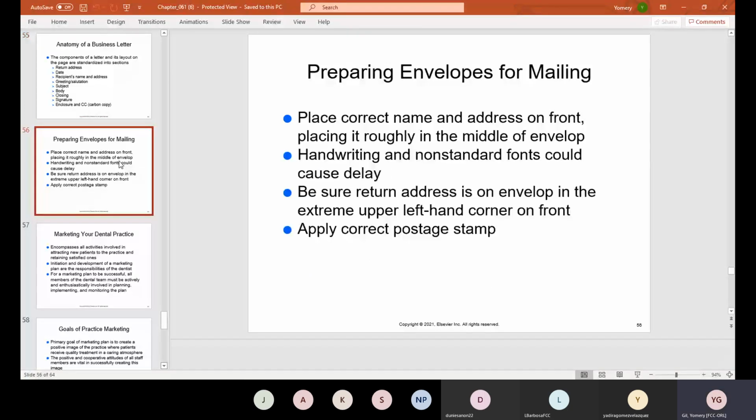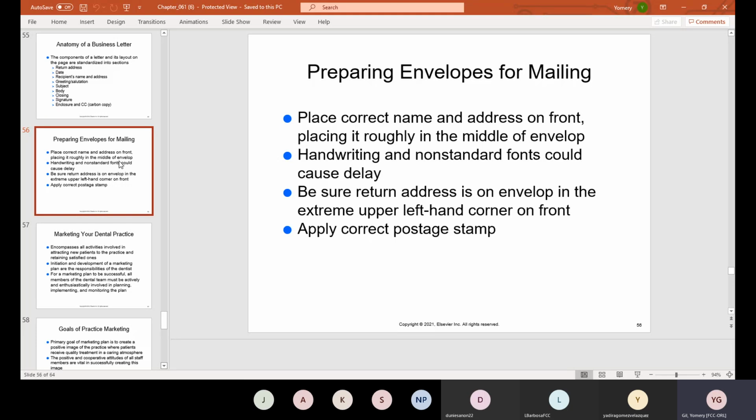Preparing envelopes for mailing. Place the correct name and address on the front, placing it roughly in the middle of the envelope. Handwriting and non-standard fonts could cause delay. Be sure the return address is on the envelope in the extreme upper left-hand corner on the front. Apply the correct postage stamp.